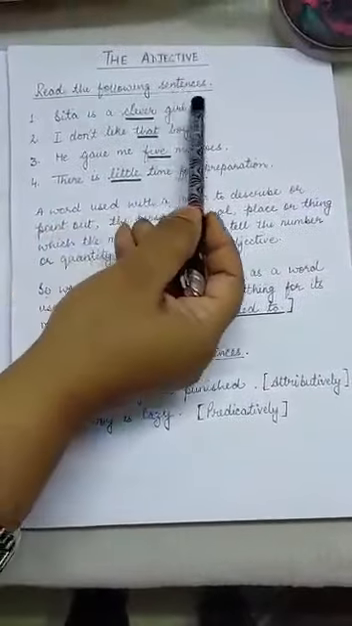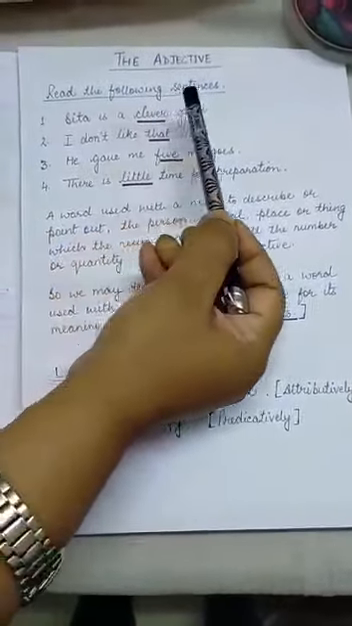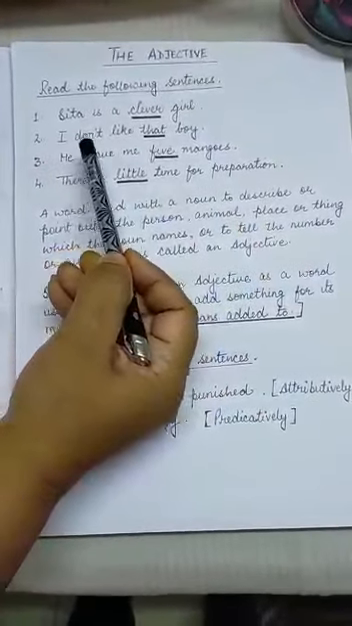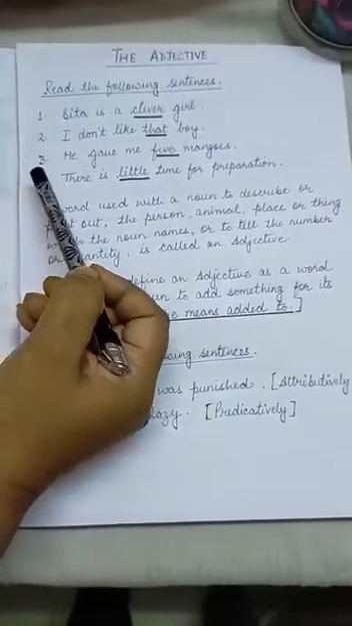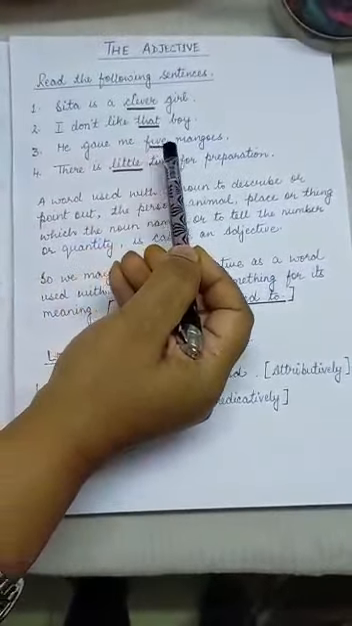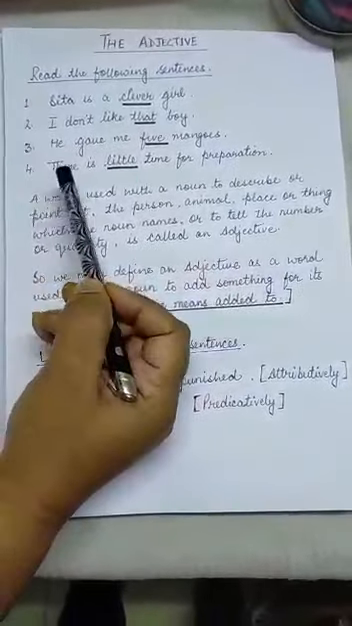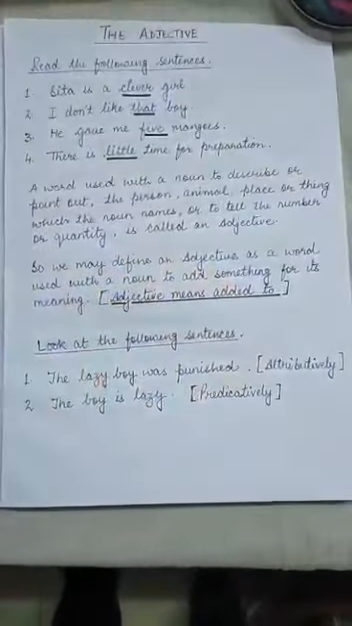You may read the following sentences. The first one is, Sita is a clever girl. Second is, I don't like that boy. Third is, he gave me 5 mangoes. And the fourth one is, there is little time for preparation.